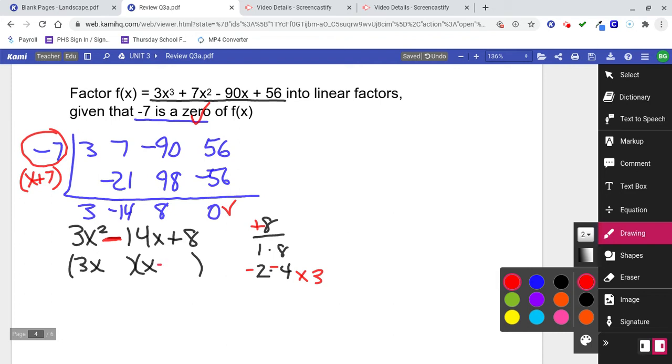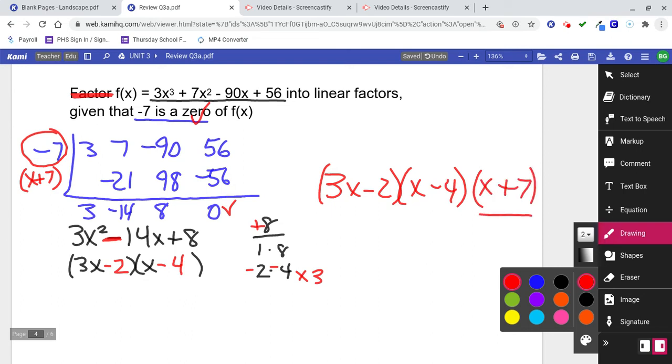What you need to do, though, is make sure you put the -4 in the position that's getting multiplied by the 3. The -2 goes right there. I'm trying to factor, remember. So we'd have 3x minus 2 and x minus 4. And, of course, don't forget the x plus 7 that we had at the beginning. Those would be your factors.